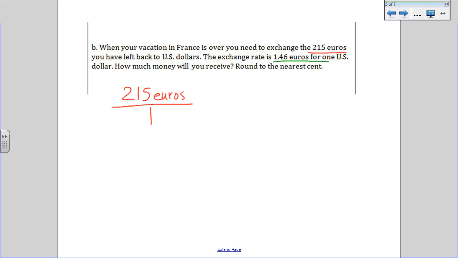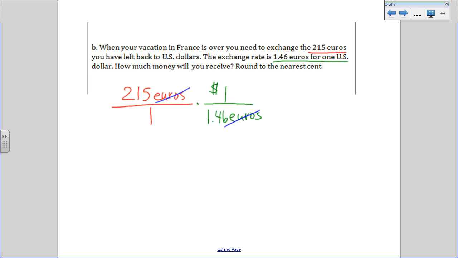We have a rate of 1.46 euros to 1 US dollar. So I've got euros here, I've got to put euros here. So notice 1.46, even though it's the first number that I have, it's not going up in my numerator. It's going down in my denominator because euros need to be opposite of euros. And then it says for 1 US dollar, so for $1. So if we take a look, these are going to cancel.